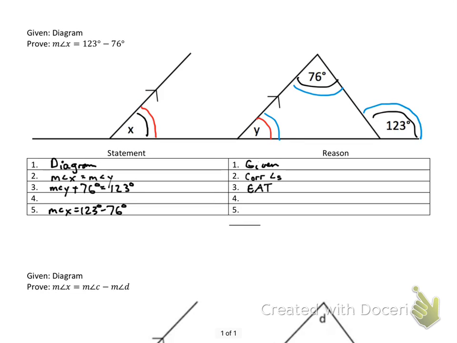Subtraction. Okay, and we could do substitution or subtraction first, but let's do the subtraction. So what are we going to subtract? 76. All right, notice we're trying to prove that an angle is 123 minus 76. So I'll go ahead and subtract that 76 from both sides. And if everyone agrees, we're going to have an equation that looks like this. Measure of angle Y equals 123 minus 76. Does that look right? Yeah. And that is subtraction.